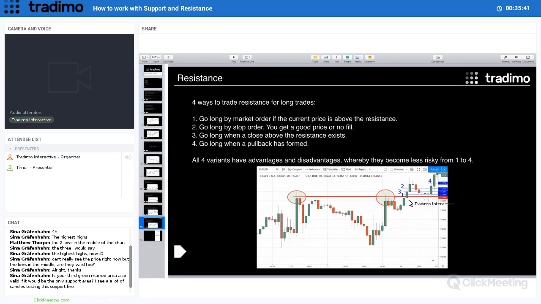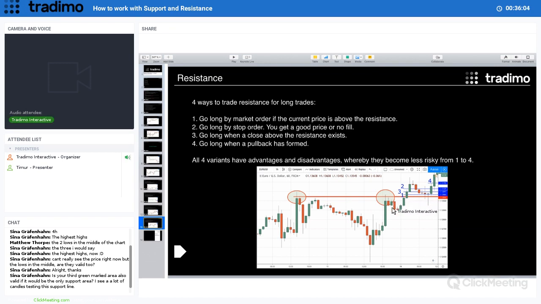The third variation is to wait for a closing price above the resistance level. And this is here highlighted with variation three. So the candle breaks through, the closing price is above, and this is your confirmation to go long. Stop loss should be below again.